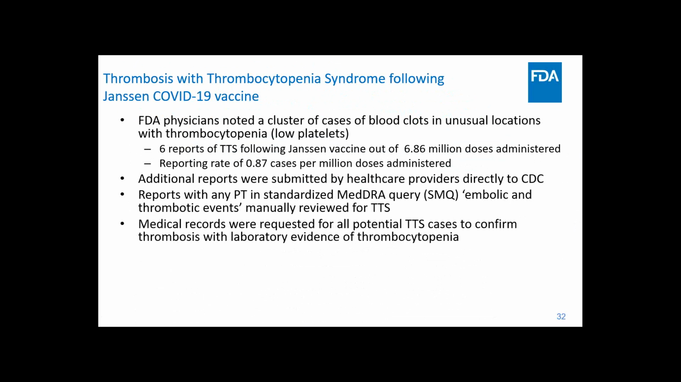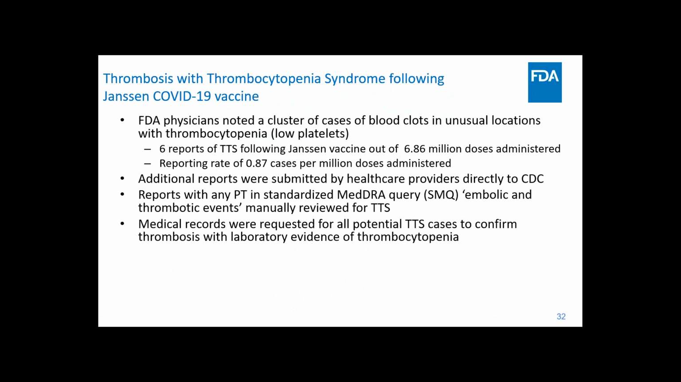Next slide. So I wanted to touch upon, I gave one example of our process. This is another one that emphasizes a safety signal that we detected, and really it started with our FDA physicians conducting this manual review of the serious adverse events. We found a cluster of blood clots in unusual locations associated with thrombocytopenia. Now, blood clots can occur in locations such as the venous system in the legs with deep venous thrombosis. But these were blood clots in very unusual locations and associated with low platelets. So kind of an unusual constellation of symptoms.